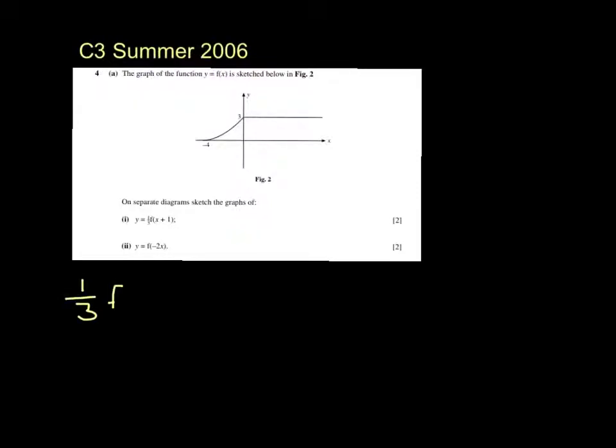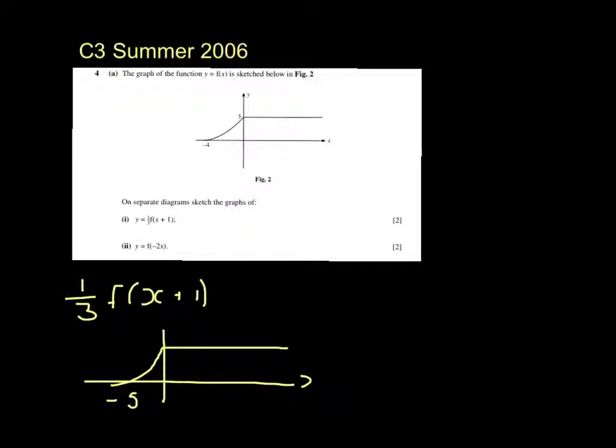1/3 f of x plus 1. The x plus 1 tells me to move it 1 to the left along the x-axis and multiply the y-coordinates by 1/3. It will maintain its shape. This x-coordinate will now be minus 5 and the y-coordinate is 1.